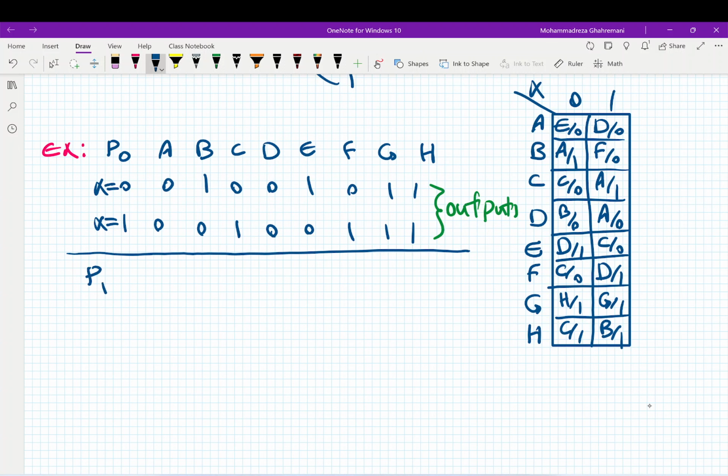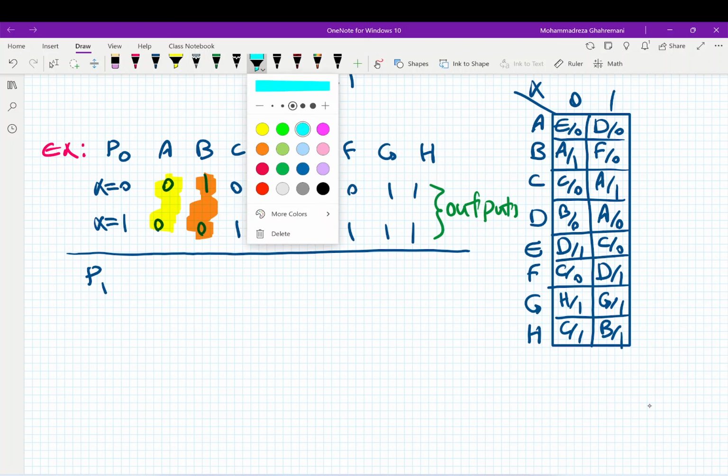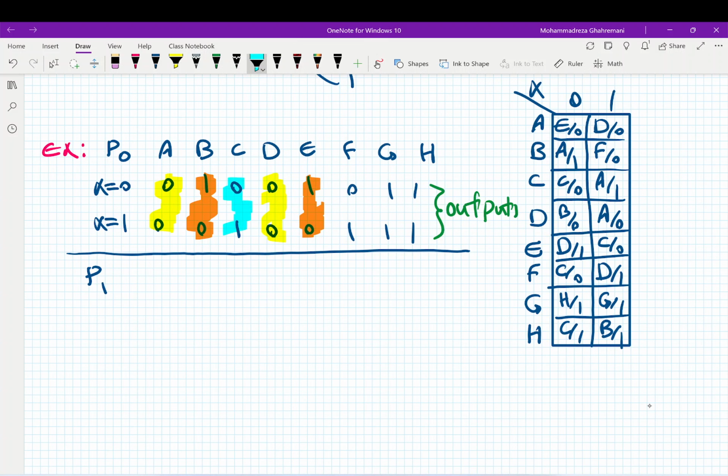For P1, we put the states which have the same outputs. So we see that A and D have the same outputs. B and E have the same output. C and F have the same outputs. And finally, G and H have the same outputs. So we need to put those states with the same outputs in the same block.